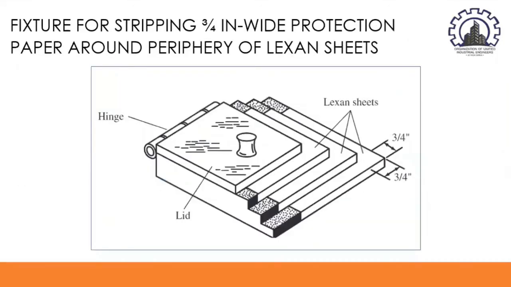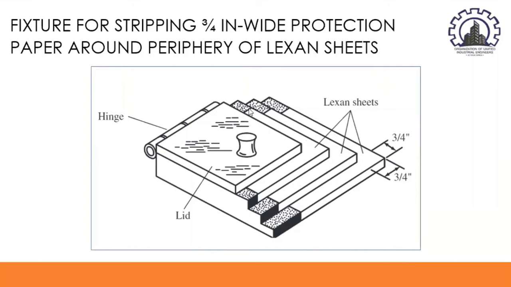So here is a graphic image of the fixture for stripping 3/4 or 0.75 inches wide protection paper around the periphery of Lexan sheets. The fixture consists of a lid and a hinge. As the operator puts the three Lexan sheets, the lid will serve its purpose to hold the sheets so that the operator can freely use his hands to strip off the protective paper on the first side.